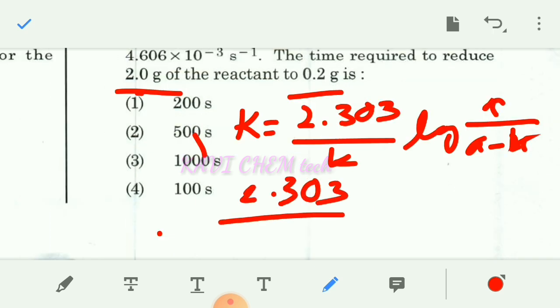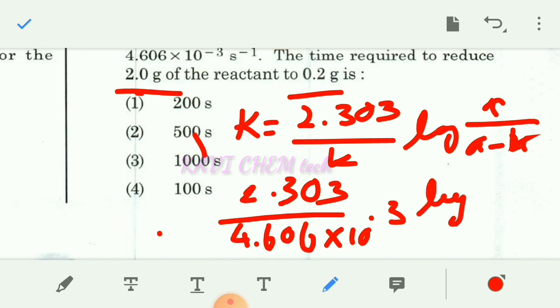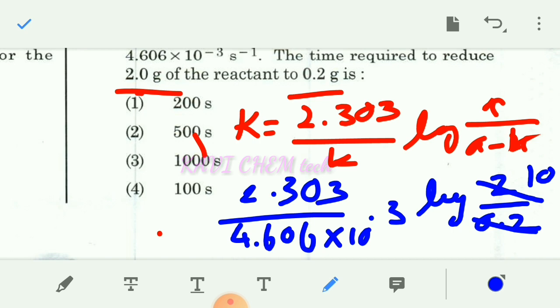2.303 divided by 4.606 into 10 to the power of minus 3. Understand? So log of numerator we have 2, denominator we have 0.2. So this can be cancelled easily, and you will get 10. So log 10 is equal to 1. So we can cancel by 2, so 2 into 10 power minus 3.